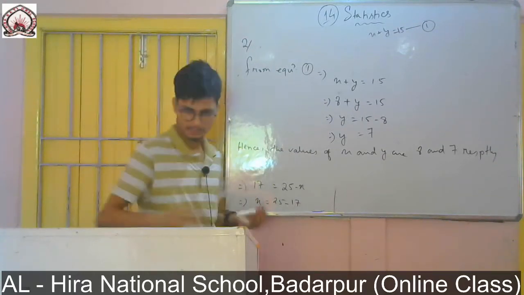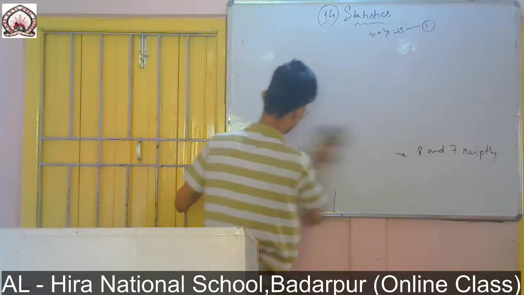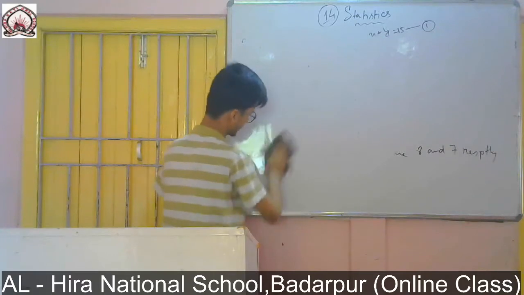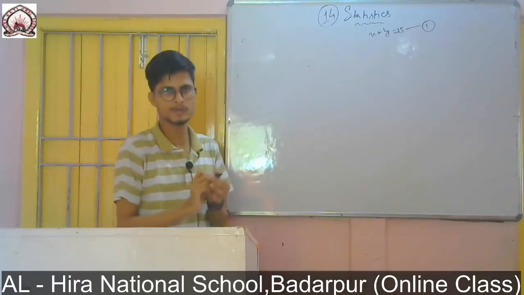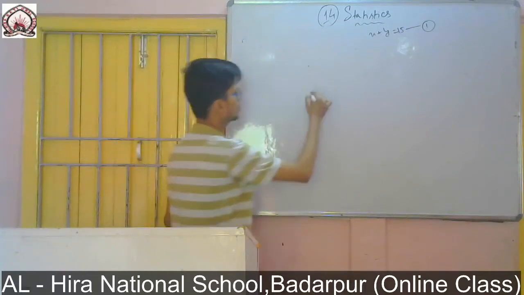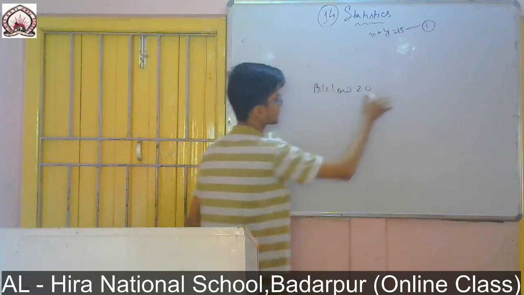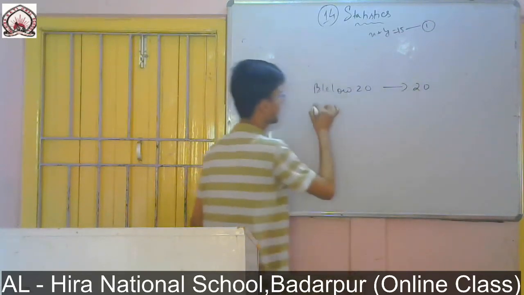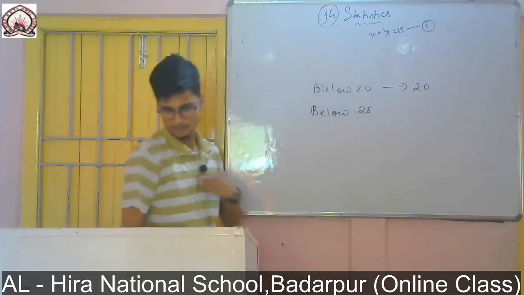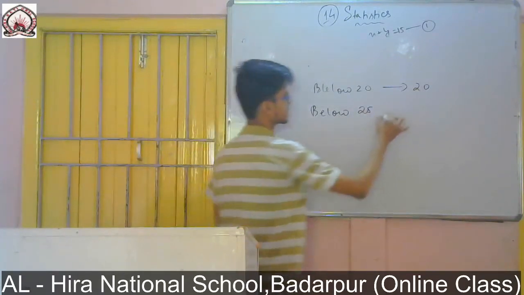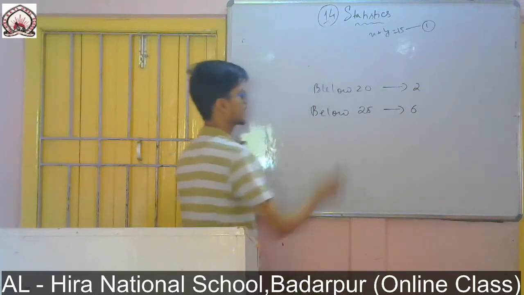So below 20, okay, let me write. See the question carefully. If you don't understand the question, you will not be able to solve this one. So below 20 given, how many persons? 2. Then below 25 given, below 25 how many persons? 6. So you see this very carefully.